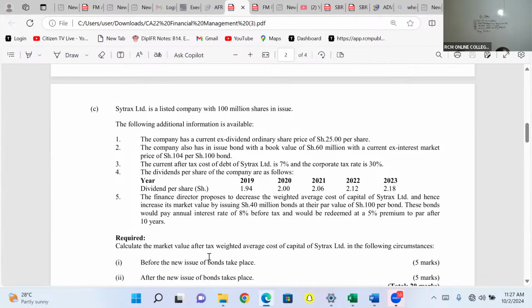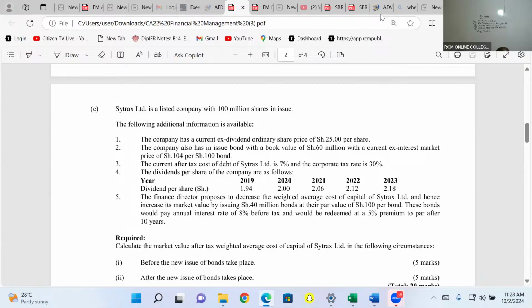The market value after of C Trust Limited in the following circumstances, before the new bond issue takes place. So before note number 5, using information 1, 2, 3, 4, give us what year iAC. Remember, it's only note number 5 which is talking about the issuance of a new bond. So they want us to give them iAC using notes number 1, 2, 3, and 4.